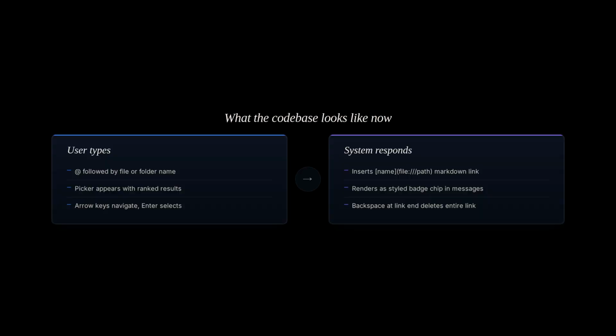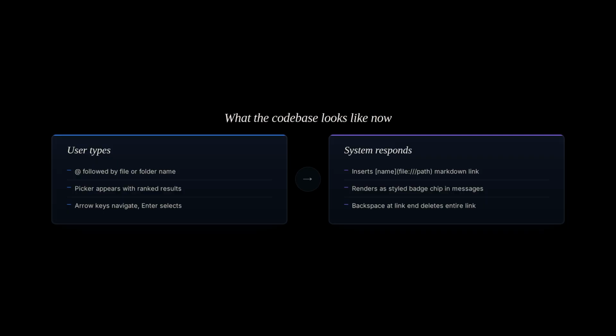After this lands, users can type @ followed by a file or folder name, and the picker appears with ranked results from the working directory. Arrow keys navigate, enter selects. The system splices a Markdown link in place of the @query token. In rendered messages, those links appear as styled badge chips with file or folder icons and abbreviated path labels. And if you press backspace at the end of a link, the whole link deletes in one keystroke. The mention picker won't reopen while the dismiss token is intact. You have to edit the token to trigger a fresh search. Search depth is user configurable, defaulting to 10 levels with a max of 32.